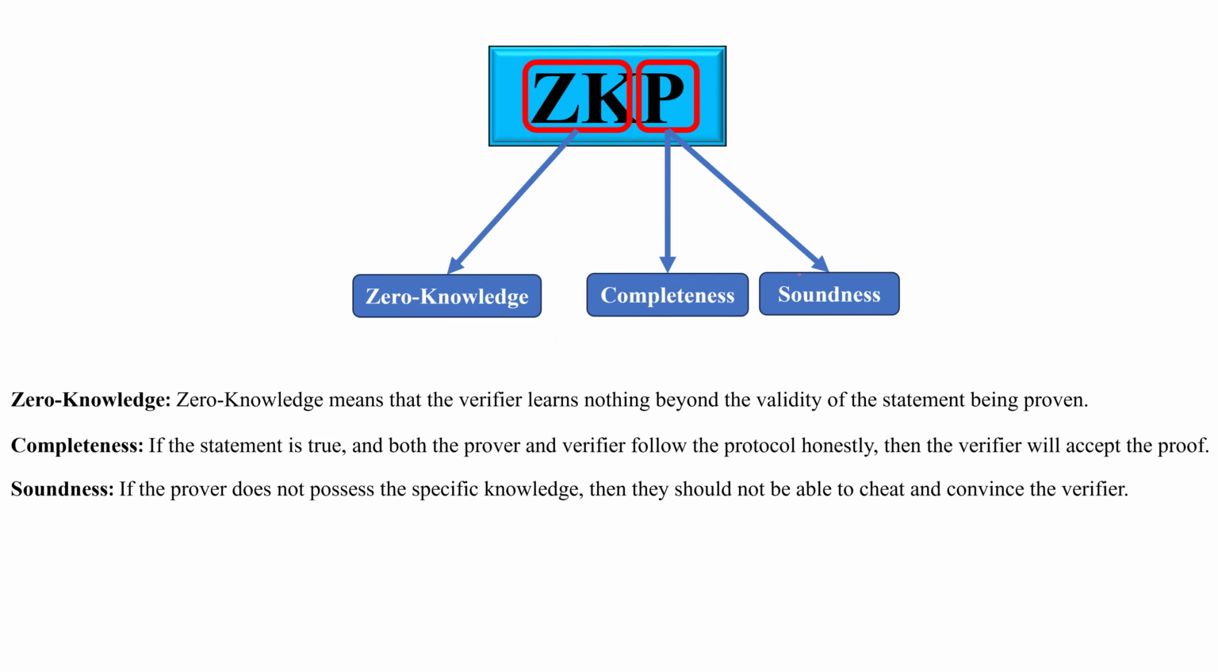Okay, all ZKP systems should possess these three properties. In fact, all proof systems should possess these two properties, right? Any kind of proof should guarantee completeness and soundness, and zero knowledge is an extra property to provide a zero knowledge kind of proof.